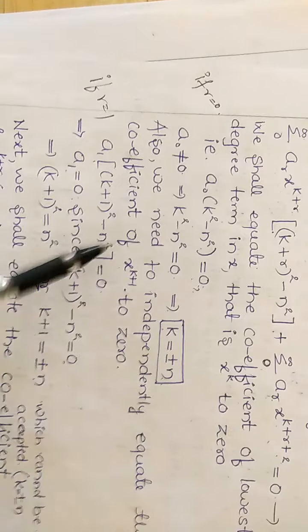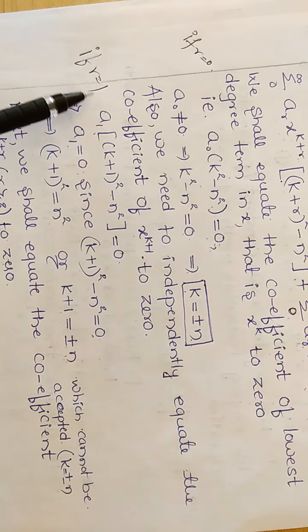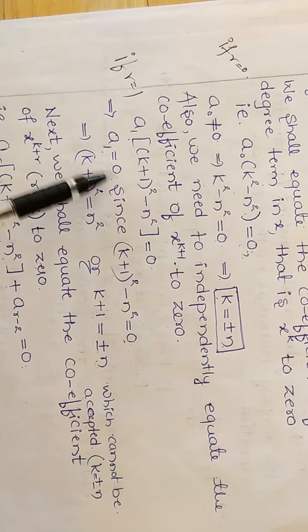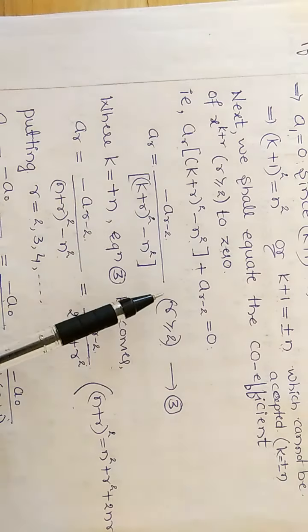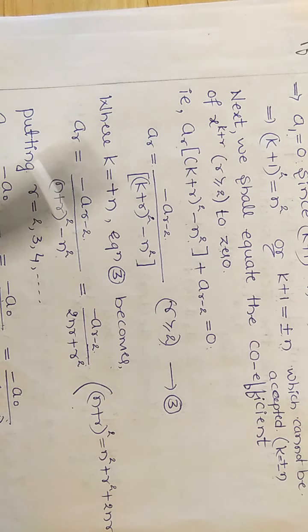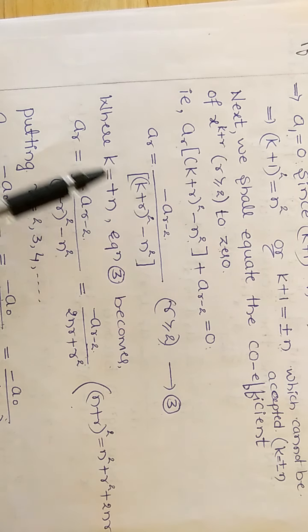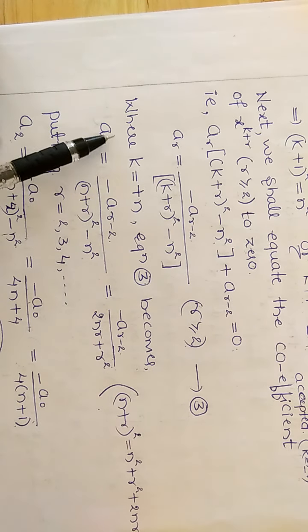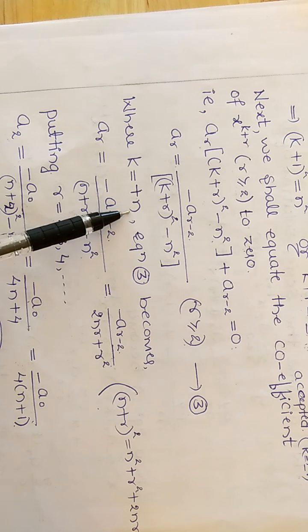In first, if r is 0, we got a naught is not equal to 0. If r is equal to 1, we got a1 is equal to 0. If r is greater than or equal to 2, for x to the power k plus r, we got ar in terms of this, where k is plus or minus n, two roots.